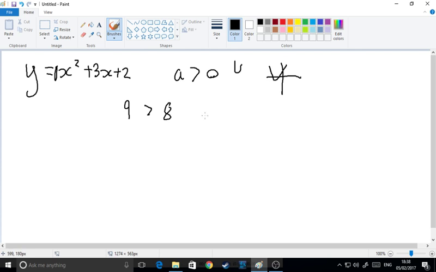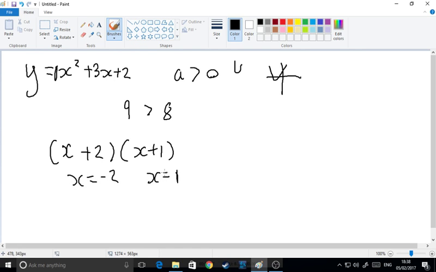Now that we know those two things, we could then go on to do double brackets to find the actual roots. The actual roots are going to be minus 2 and minus 1. And that means x crosses there and x crosses there. Yeah, and that all works out. So we checked our a, showed it was a U, checked our discriminant, showed 2 roots, and then we found the 2 roots.